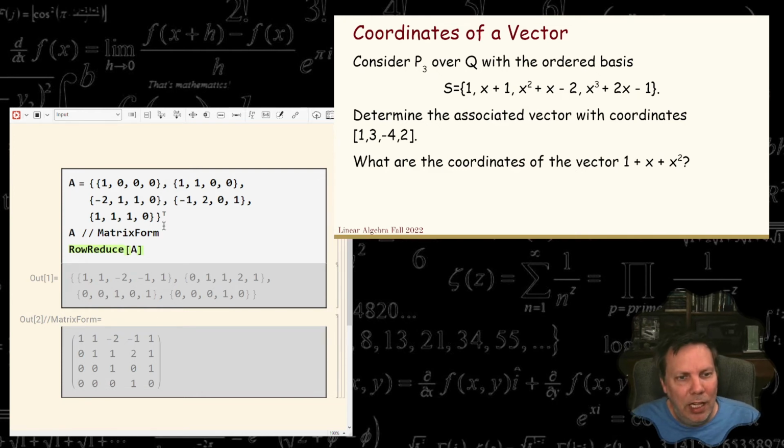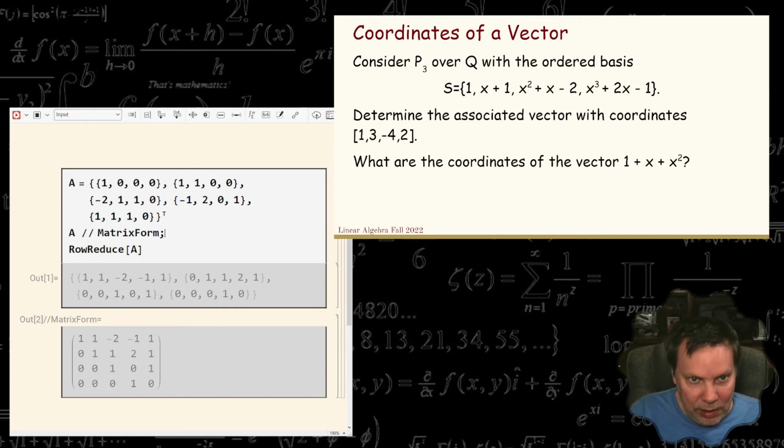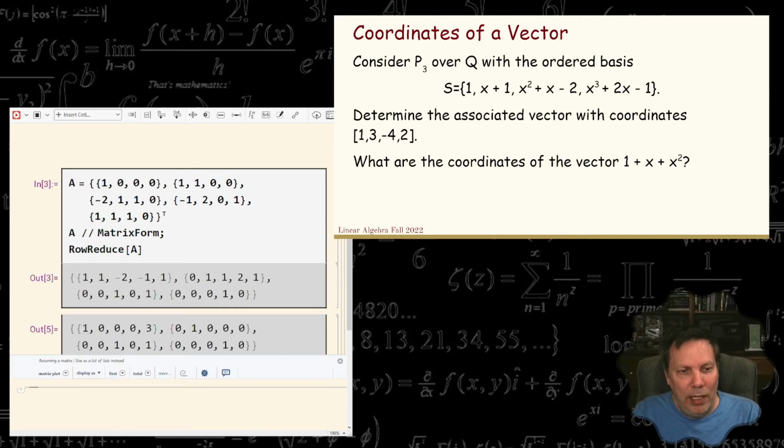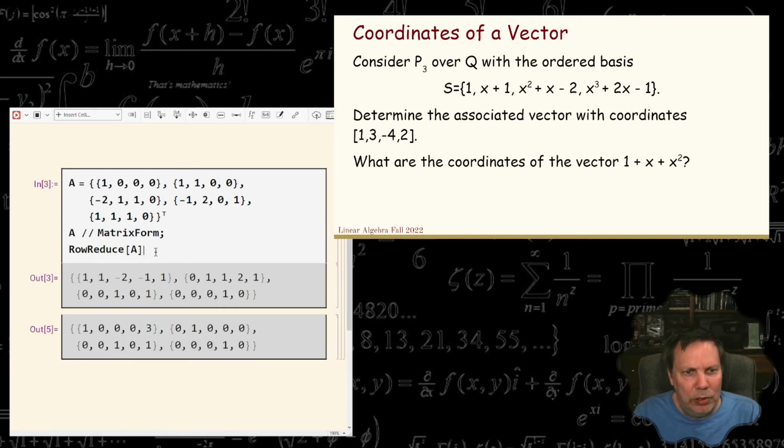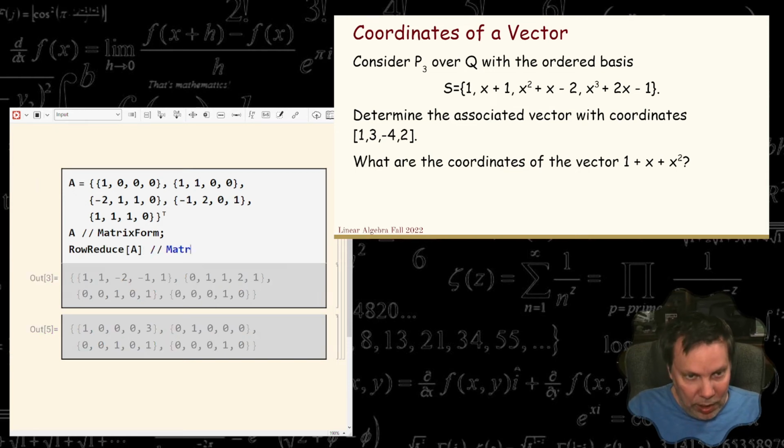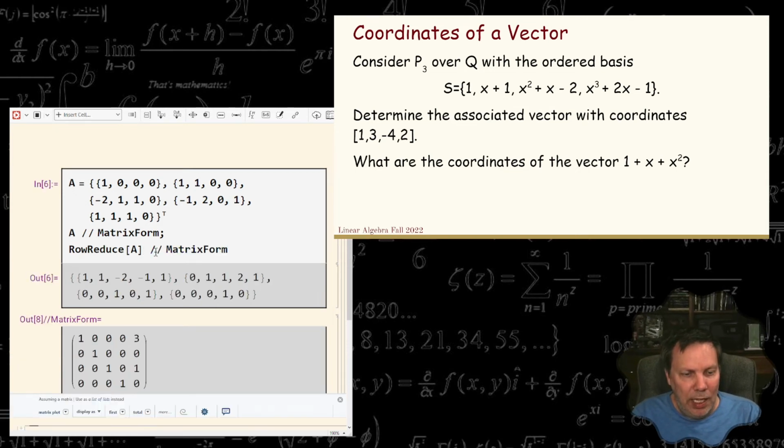So let's see, I am going to hide that one, and I wind up getting this. That's a little bit hard to read. So again, let's try this matrix form, and I wind up getting this. So how do I read this? This says the coefficient for my first polynomial is 3. The coefficient for my second polynomial is 0. Coefficient for my third polynomial is 1.